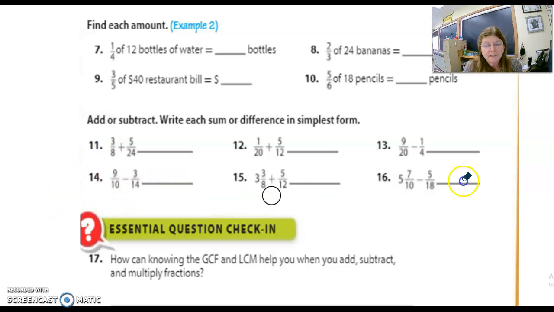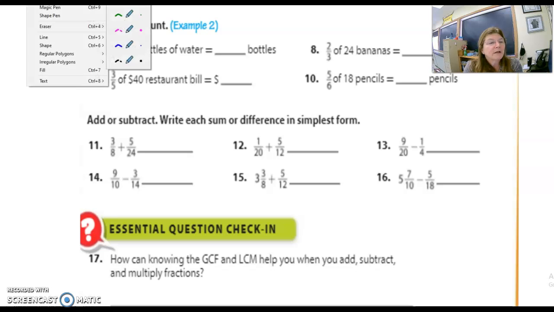I'm going to finish getting these little dots off of here. I thought I had them all. I don't. Here's my pen.